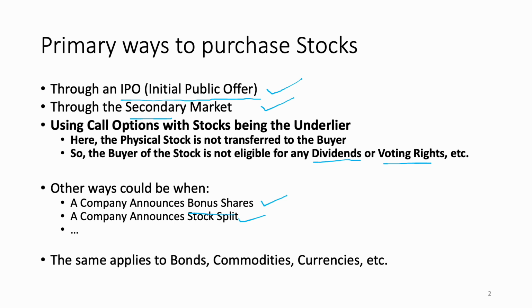Now, in an option, when I am buying a stock which is an underlier, I will not have the physical stock with me. So the physical stock is not available to me. However, I'll be trading on that stock using an option. And as a result, since the physical stock is not with me, I am not eligible to get any dividends or voting rights, etc. on that company. The same thing applies for bonds, commodities, etc.